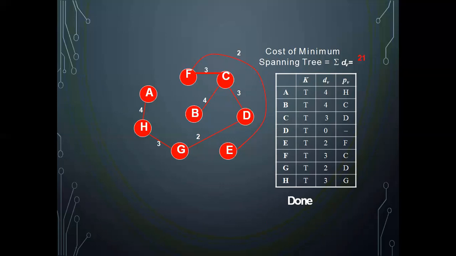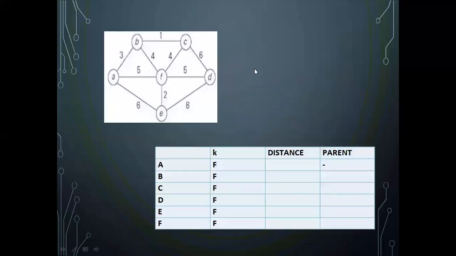I think now you got a clear idea about how you can work on a graph for getting the minimum spanning tree using Prim's algorithm. We will see one more example that will definitely clear your doubts. This is the example taken from the textbook.